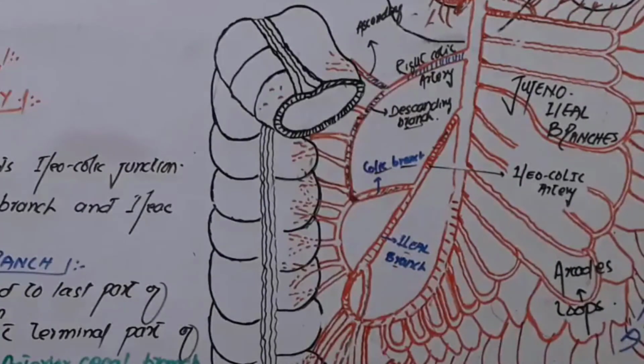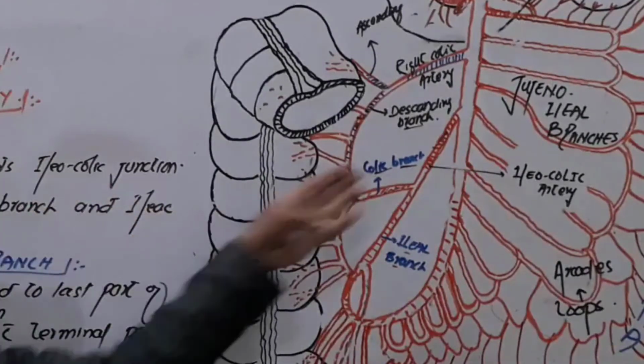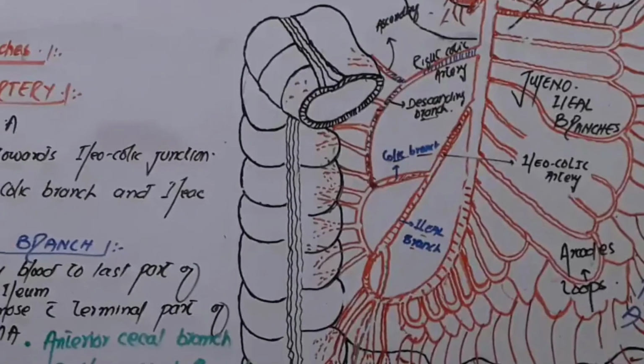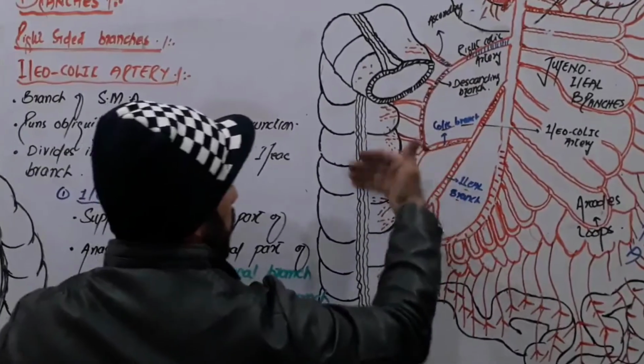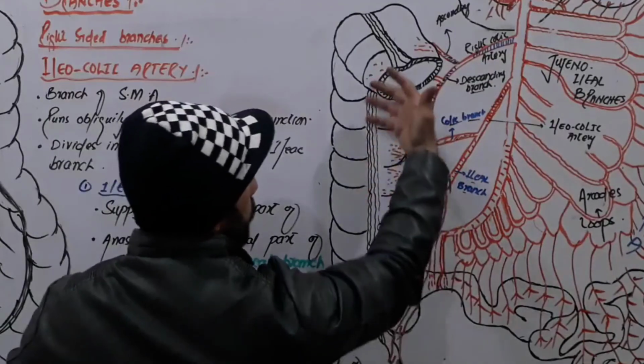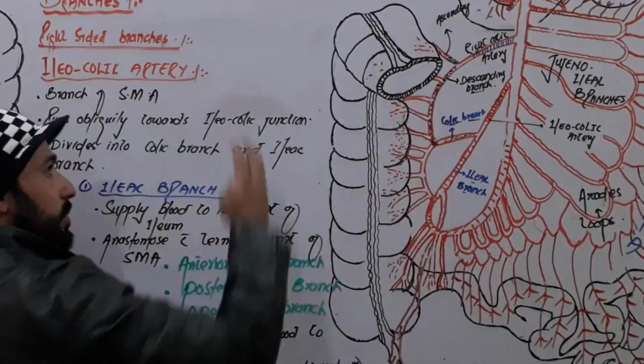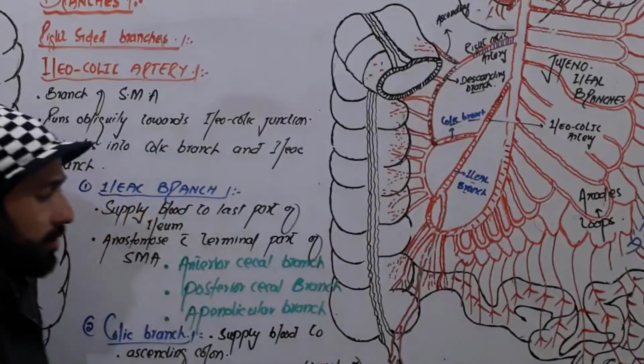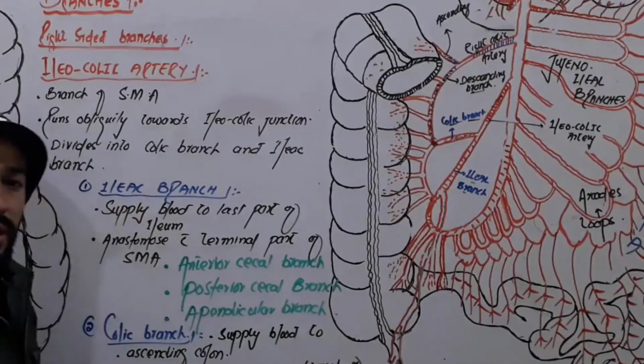So this was about the ileocolic artery, which was the second branch which arises from the right side of the superior mesenteric artery, and they are giving branches towards the ileum, towards the ascending colon, towards the upper part, the middle part, and the lower parts of it, and towards the appendix also.